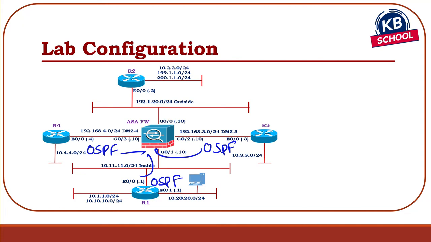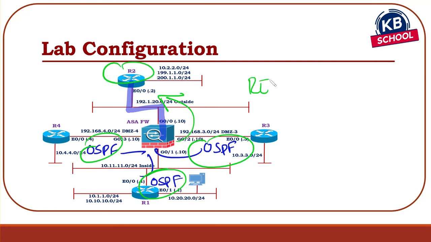I want to run BGP over here between R2 and the ASA firewall. What I want to do is take all the routes that I learned as OSPF routes, internal routes, and advertise them to R2, my BGP router. And that is done through a process known as redistribution. Redistribute takes a route learned from one routing protocol and sends it to another. So I'll take the OSPF routes and send them into what?